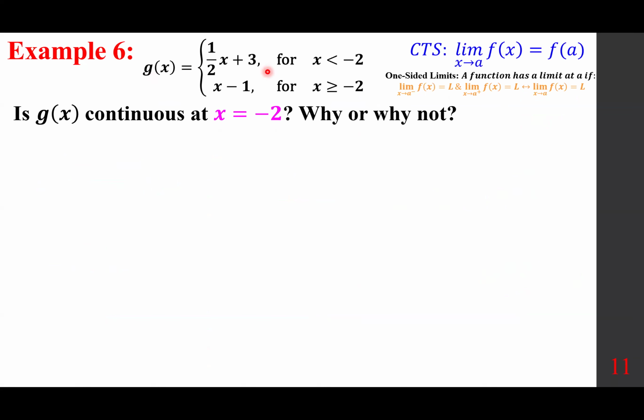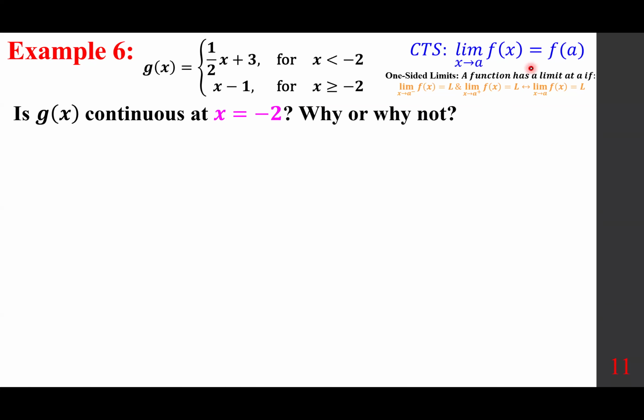G of x is a piecewise defined function: half of x plus 3 when x is less than -2, and x minus 1 for x larger than or equal to -2. Is g of x continuous at x equals -2, yes or no? Again, I've mentioned that before. Each piece is a linear function and it's continuous from negative to positive infinity. That's why you check the endpoint.